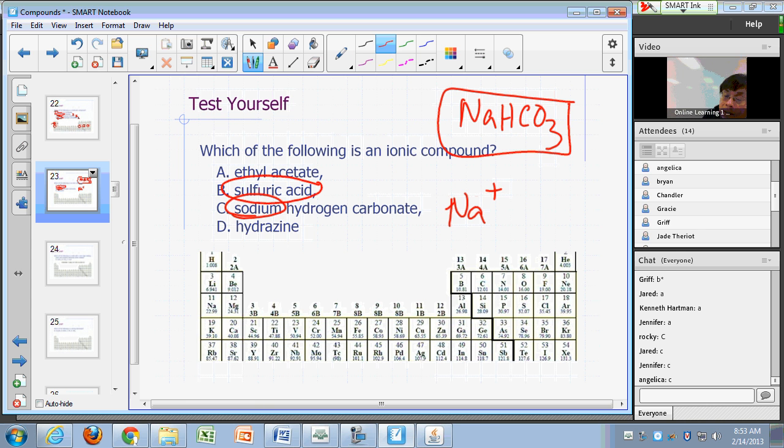Sulfuric acid is one of the strong acids. It's H2SO4. It's a molecular compound, although if you put it in water, it gives you hydrogen ions and sulfate ions. The compound itself is molecular.